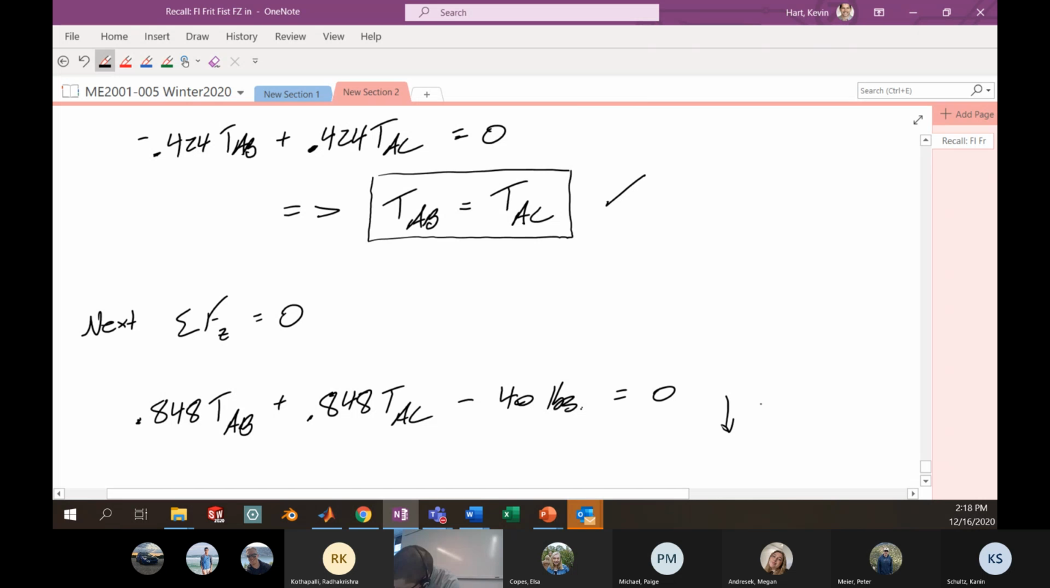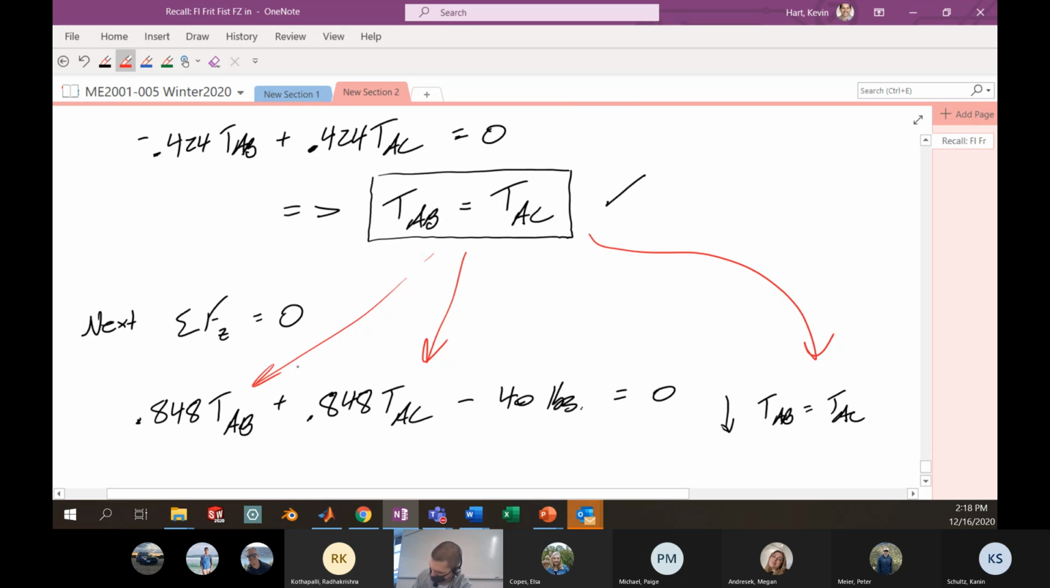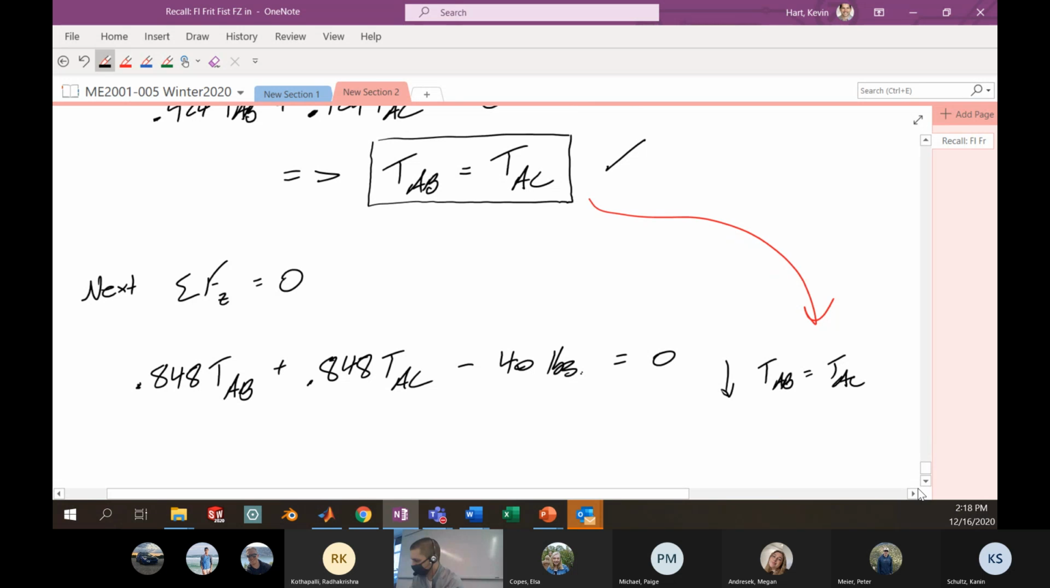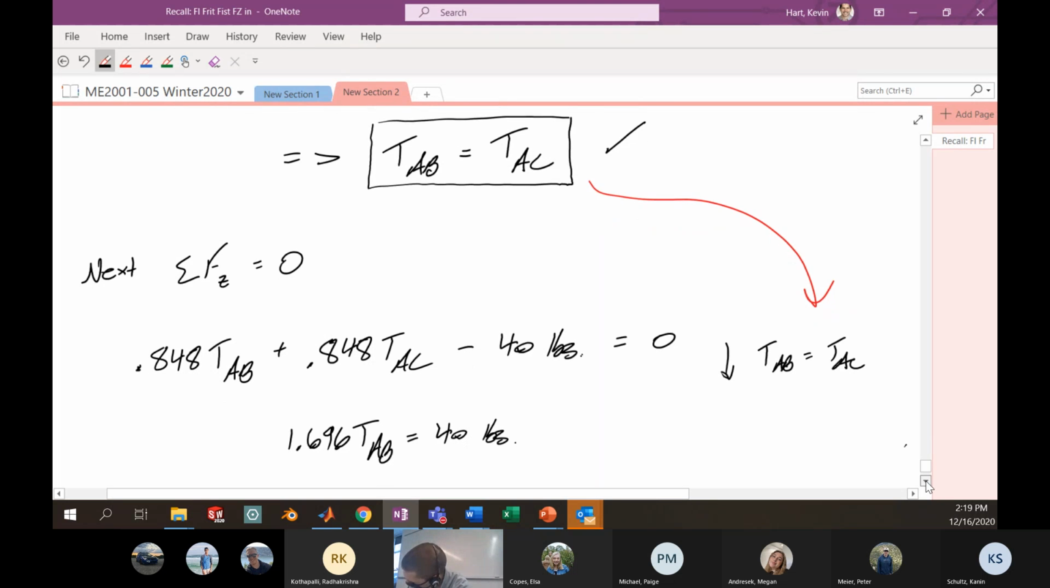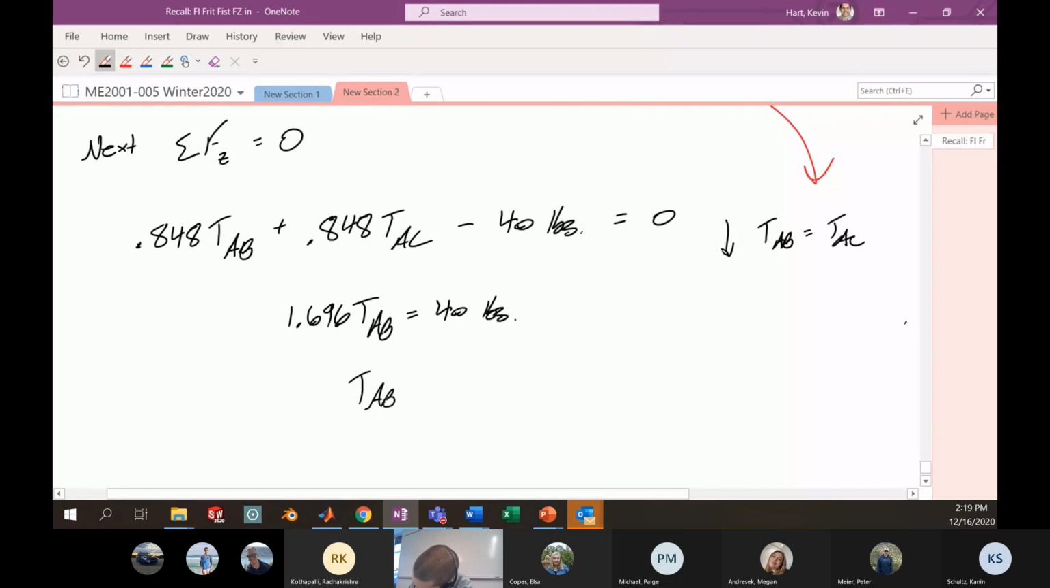From before, I know that TAB is equal to TAC. It's just kind of coming from here. So I can plug in this relationship in either spot here. So we could do just something like 1.696, either TAB or TAC. It's all the same. Let's just say TAB for now. I'll swing my 40 pounds to the right-hand side. And here I'll get that the tension in AB is 40 over 1.696, which will be 23.6 pounds.